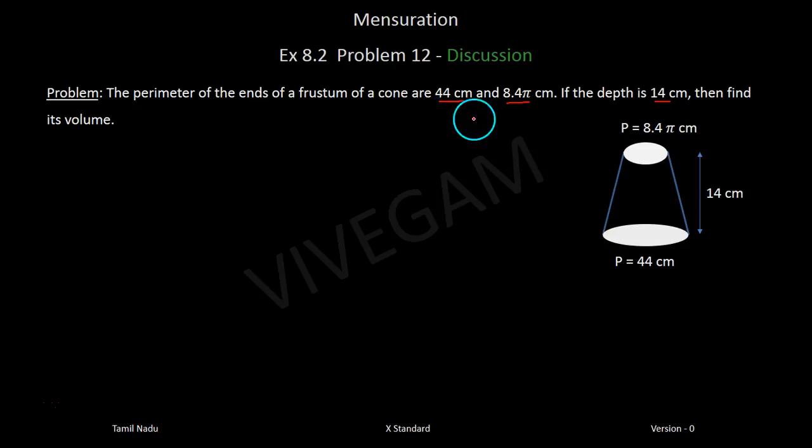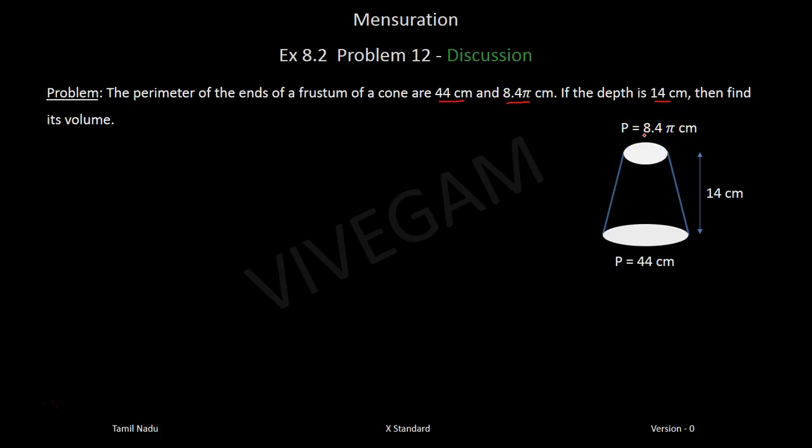See, the perimeter here is 44. The other one is 8.4 pi, and pi is 3.14, so it is 8.4 into 3.14. So it will be somewhere around 25. Just make a rough multiplication: 8 into 3 is 24, so you'll be getting 24, 25 or 26 or something like that. But this is 44, so this is definitely bigger than this. Alright, so 44 is for the bottom end and 8.4 pi is for the top end.